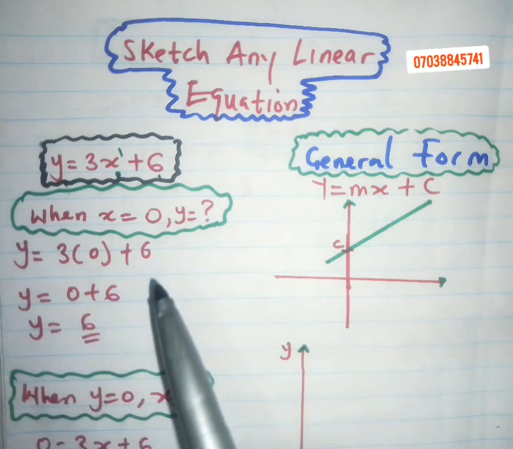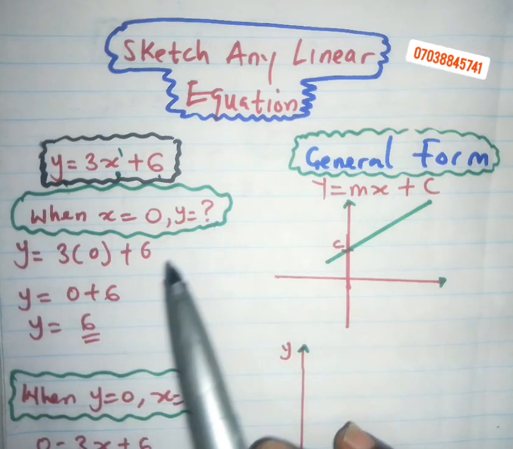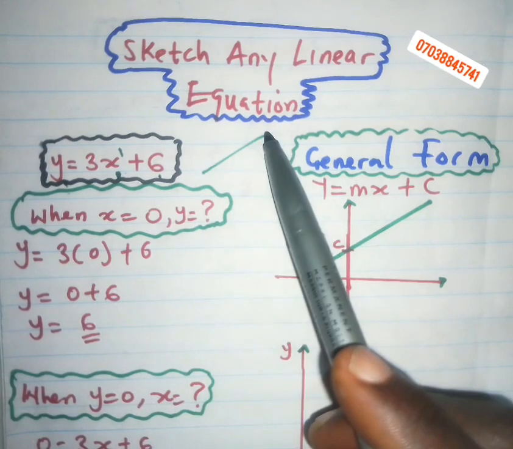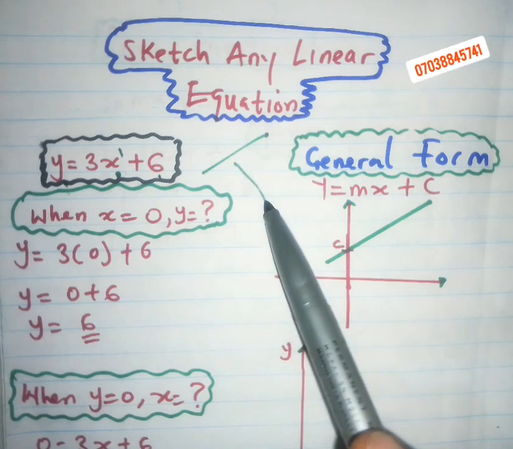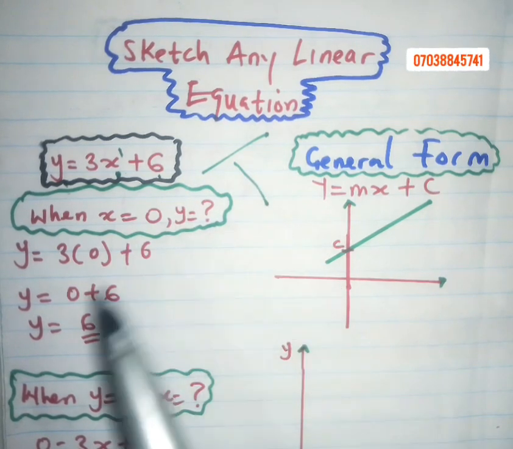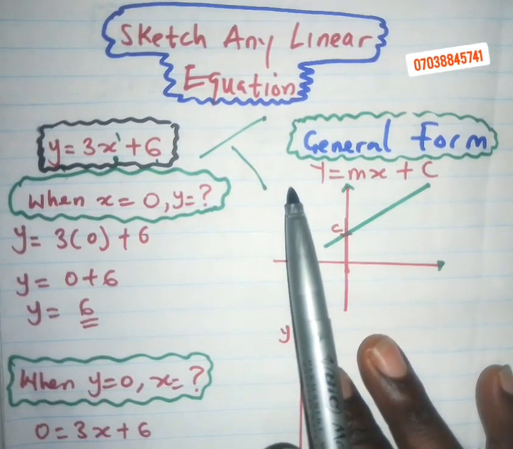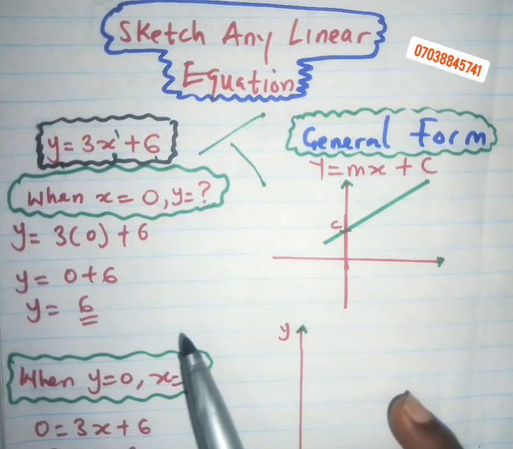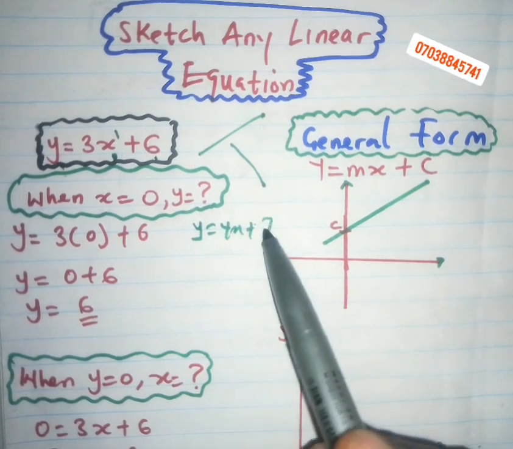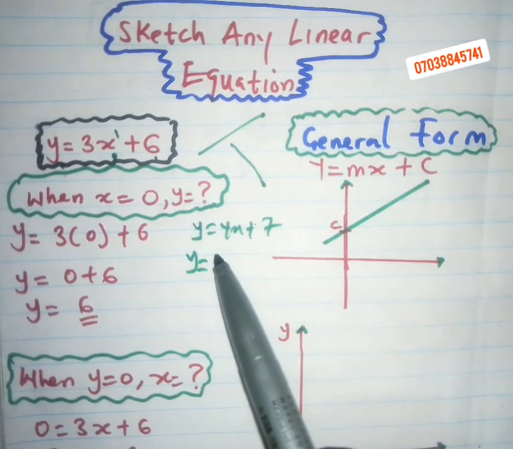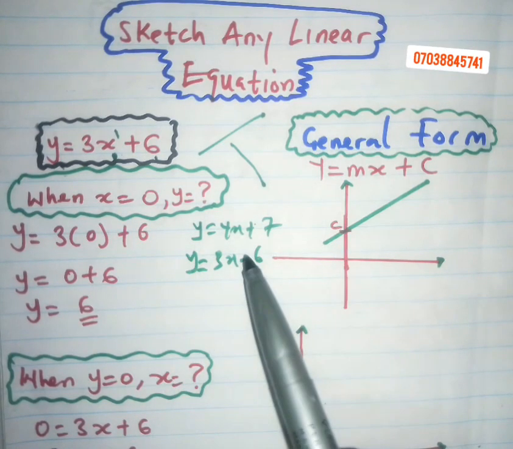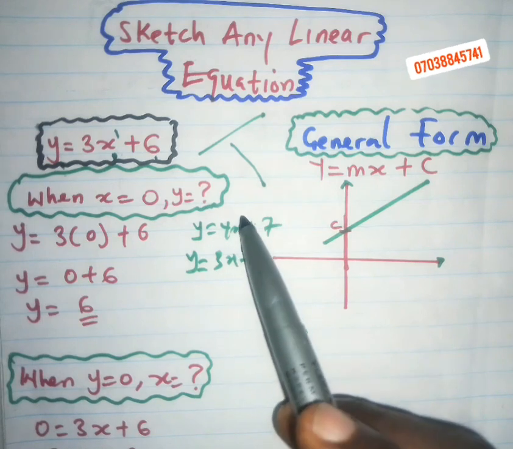And a linear equation always has a straight line graph. The graph will always be a straight line. Either the line is going in this direction or the line is coming down like this. So that's a linear equation, an equation in which the highest power of x is 1. An equation like y equals 4x plus 7, or y equals 3x minus 6, these are all linear equations because the highest power of x is 1.